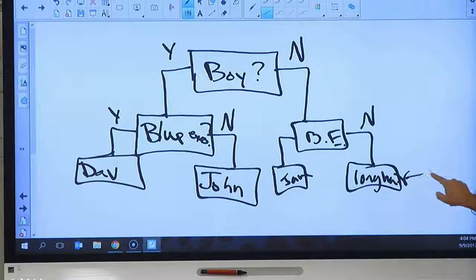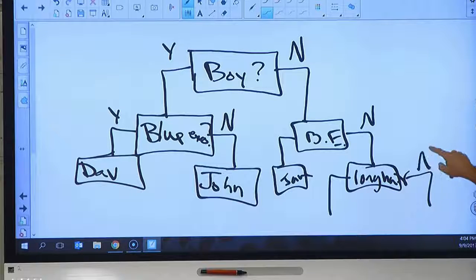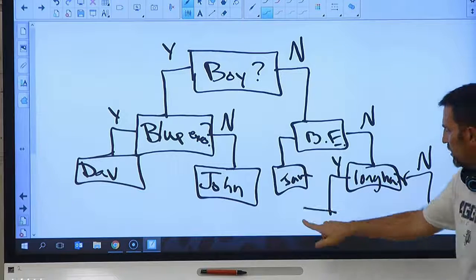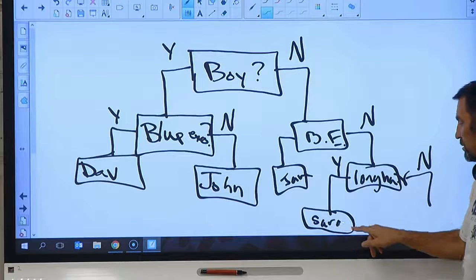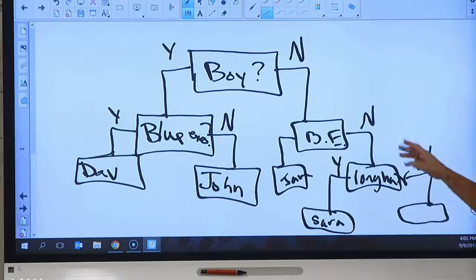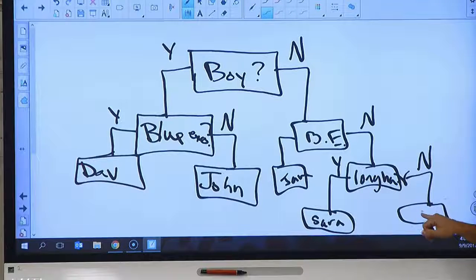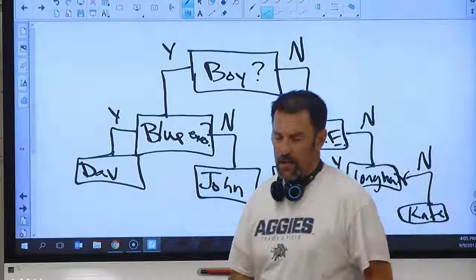And that's kind of subjective, but for now it's good enough. And we'd say yes, and then we would put everyone with long hair here. All right, and anyone that was a female with not blue eyes and short hair would go here, and we'll just say Kate. All right, that is two examples now of a flowchart.